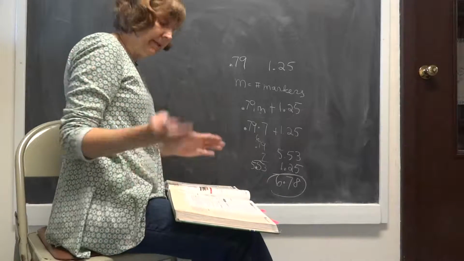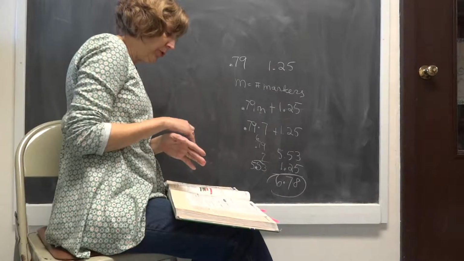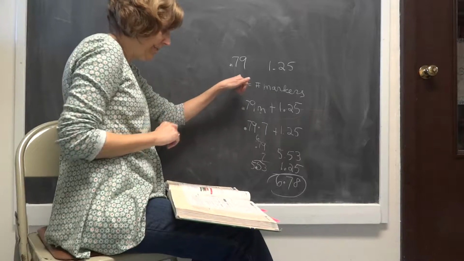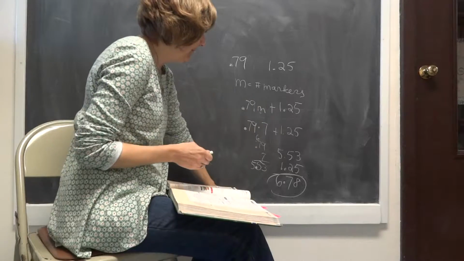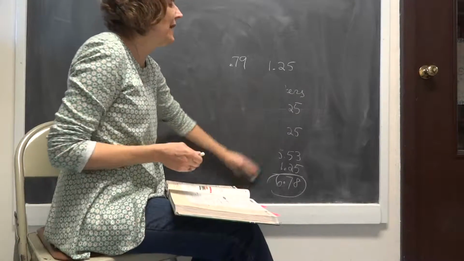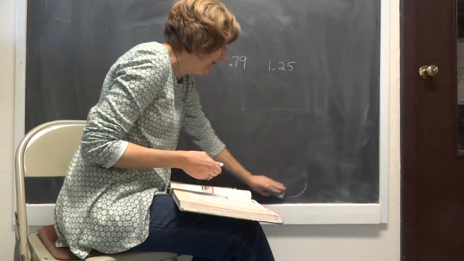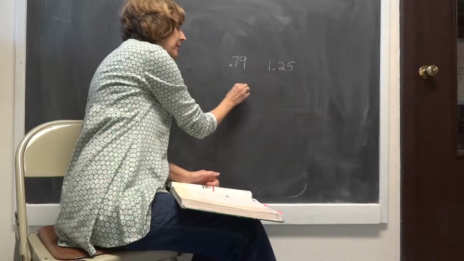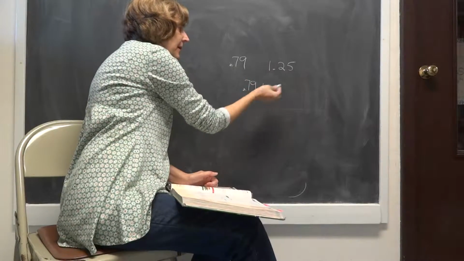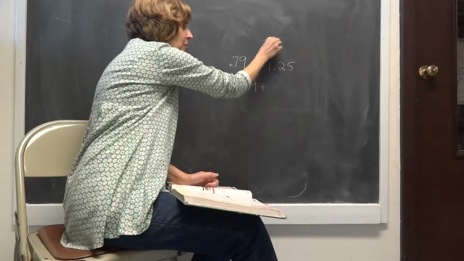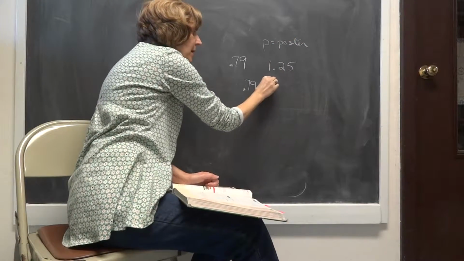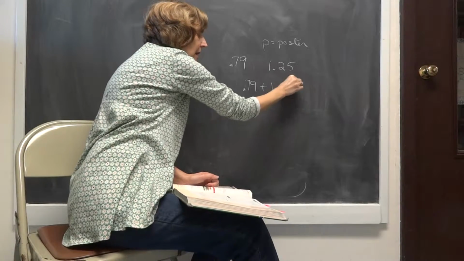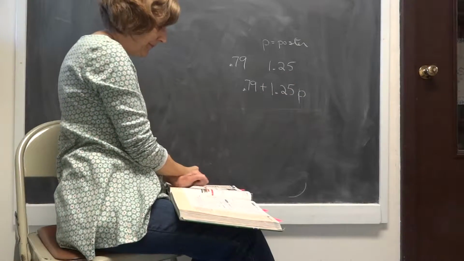Now B is a little different. It says, what expression would you use if you needed 1 marker and a bunch of poster board? This time they don't tell us how many poster boards we're buying, but we do know we get 1 marker. Plus, let's make P the variable for poster boards, the number of them. $1.25 times P, however many there are.